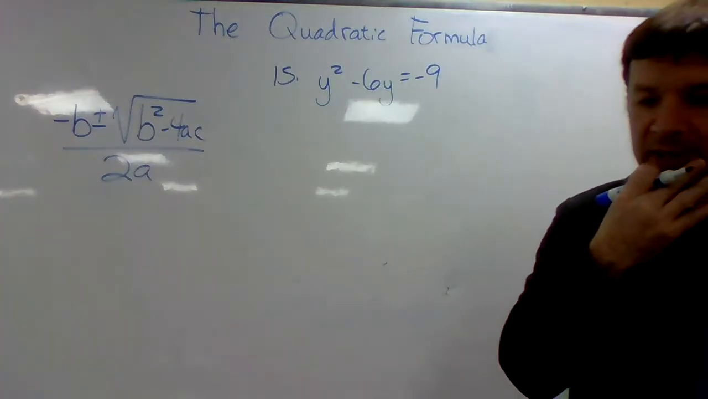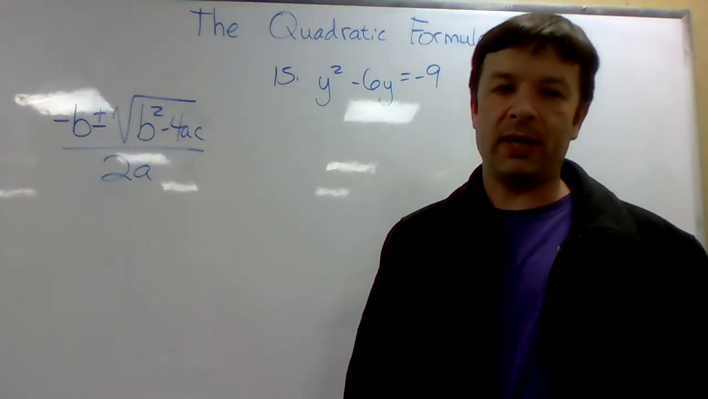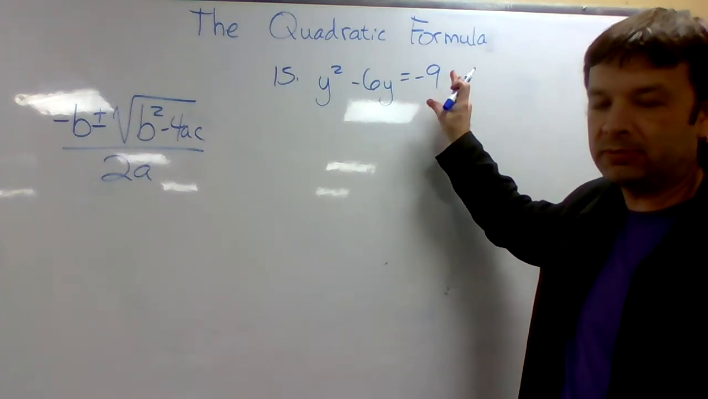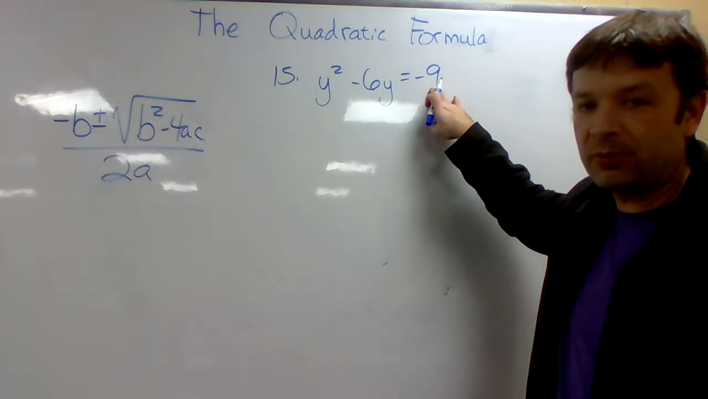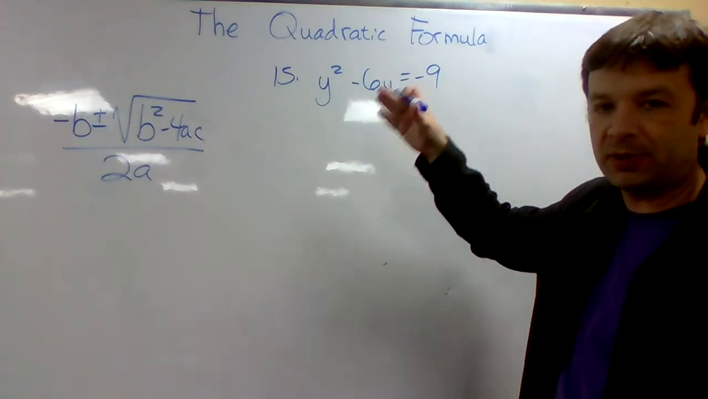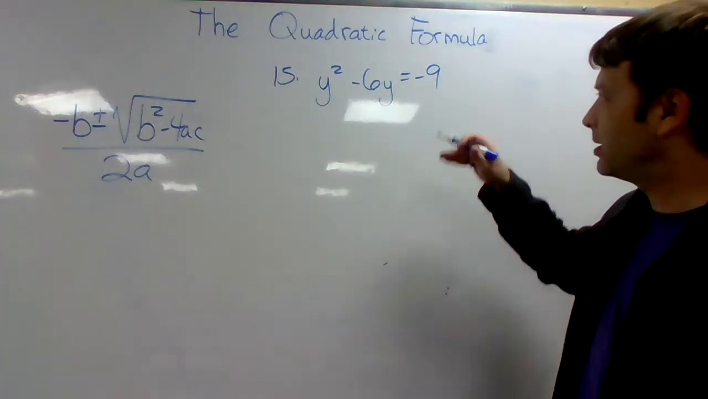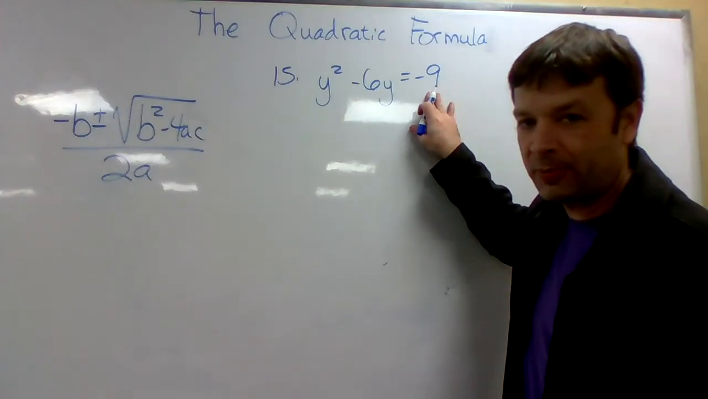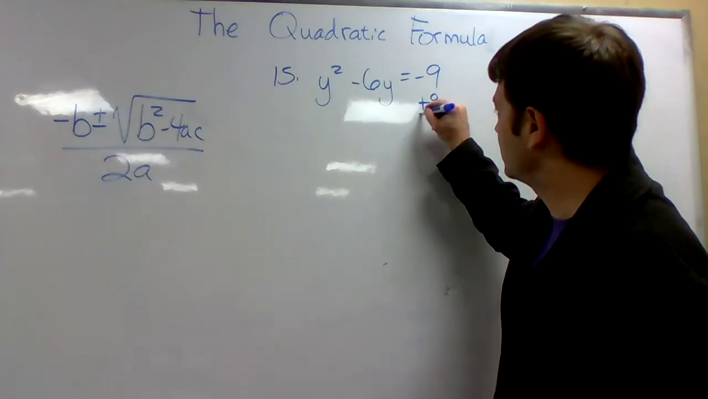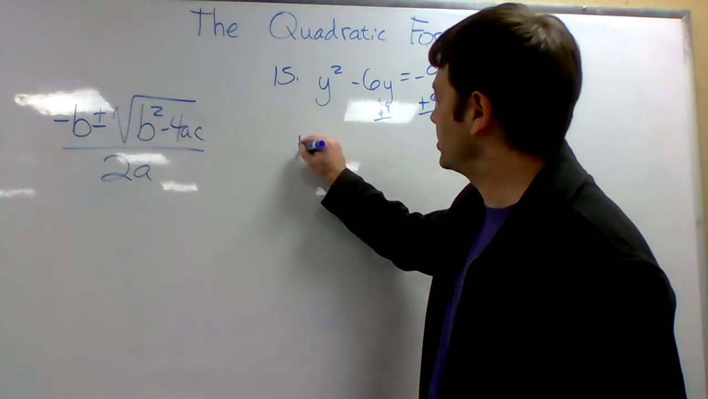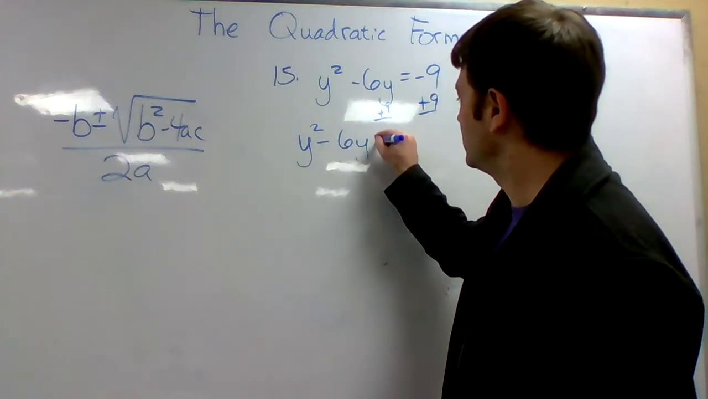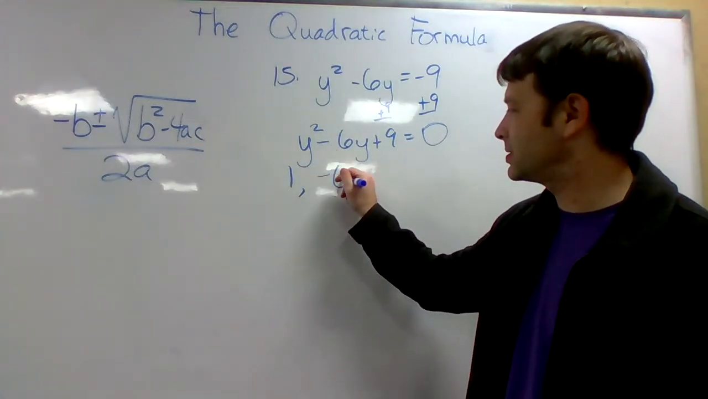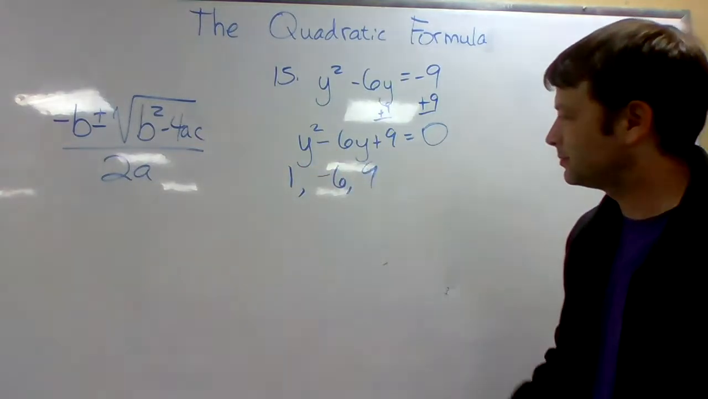Okay, 15's got a little bit of a trick, the same trick that number 3 had. They didn't put the 9 on the right side, on the correct side, I should say. So we need it to be over here with everybody else so we can have our A, B, and C ordered out. So how do I get rid of a negative 9 over here? I add a positive 9, so plus 9. So really what we're looking at is plus 9 equals 0. So our A is 1, B is negative 6, C is positive 9.